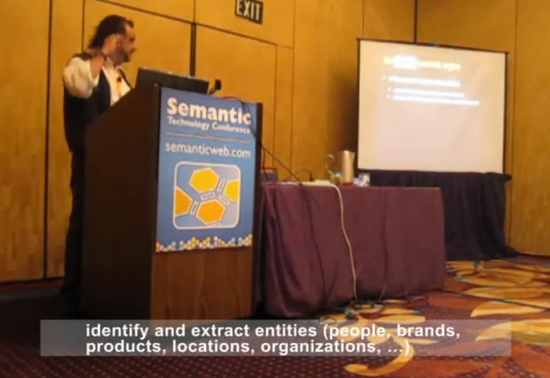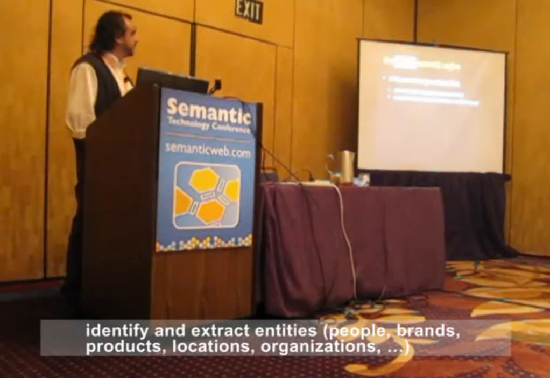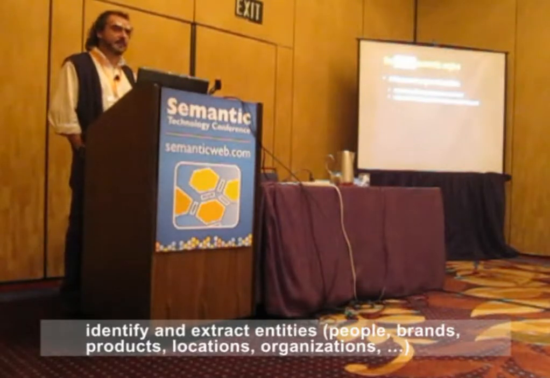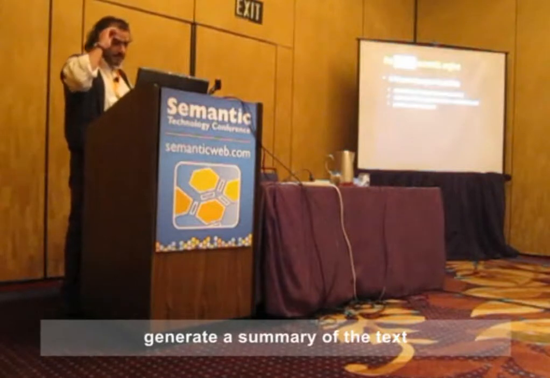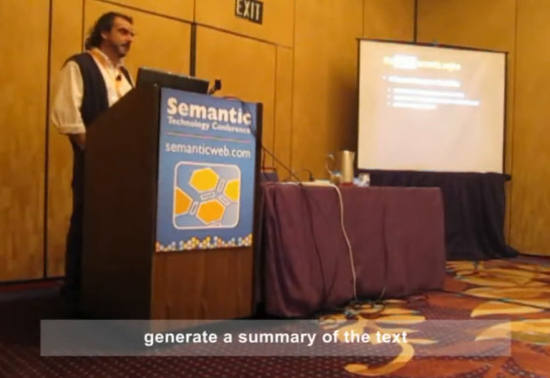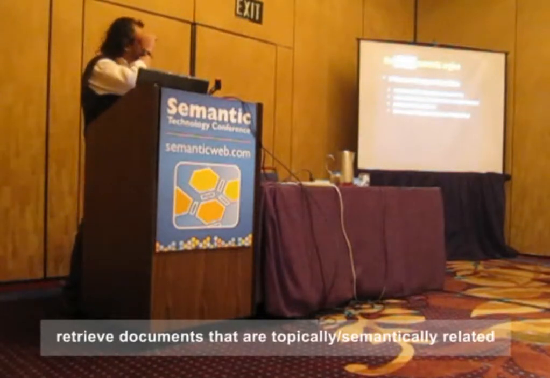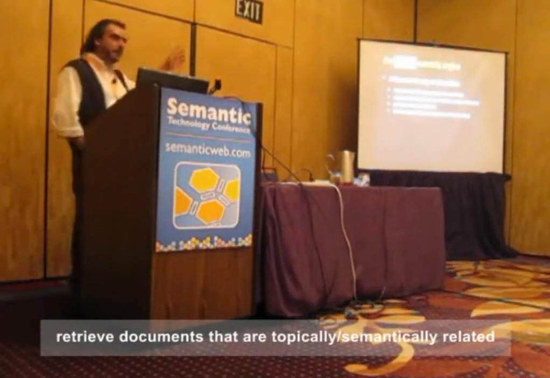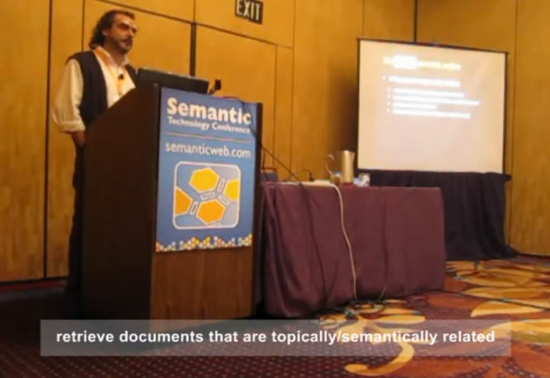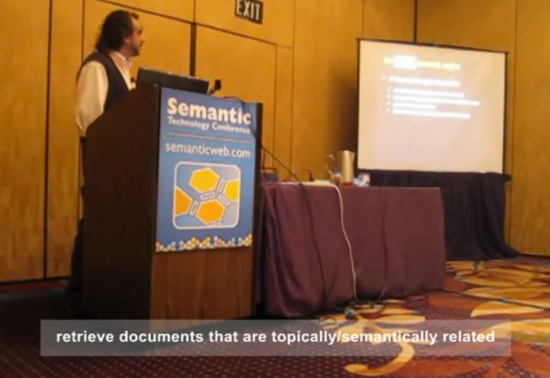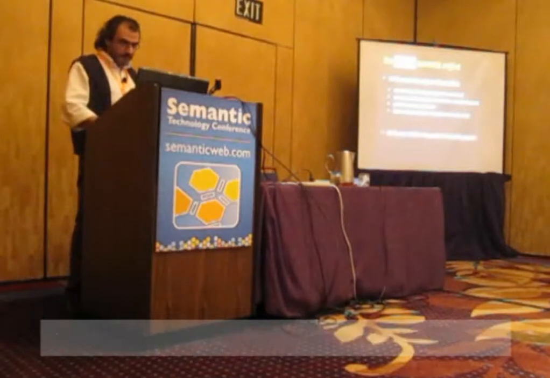You can use the Control semantic engine to do entity extraction. So the engine identifies different kinds of entities: people, products, names, organizations, brands. The engine also generates a summary of the text, and you can also see that live. And finally, if you can do all this stuff, then you can definitely relate documents by their content and their meaning. And thus you can do retrieval, topic-based retrieval. So that's what the Control engine does.